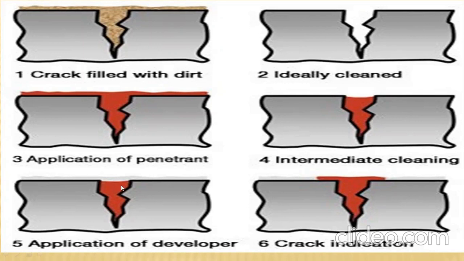Later on, the developer is applied. The developer helps in identifying the cracks and makes the identified crack visible. Coming to the crack indications, this developer helps us to see the crack that has been identified during the inspection process. Later, after finishing the crack indication, post-cleaning is required, which is done after the completion of the evaluation process.